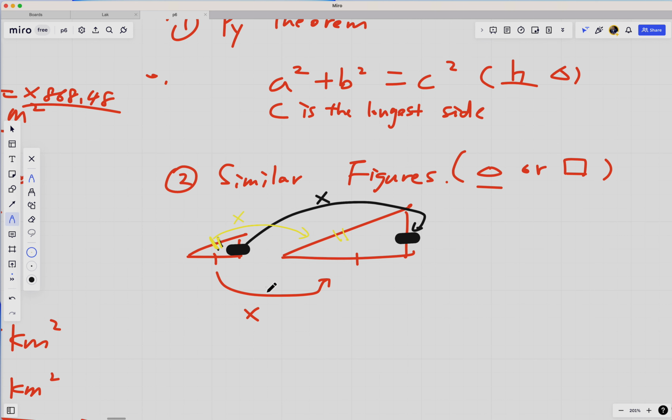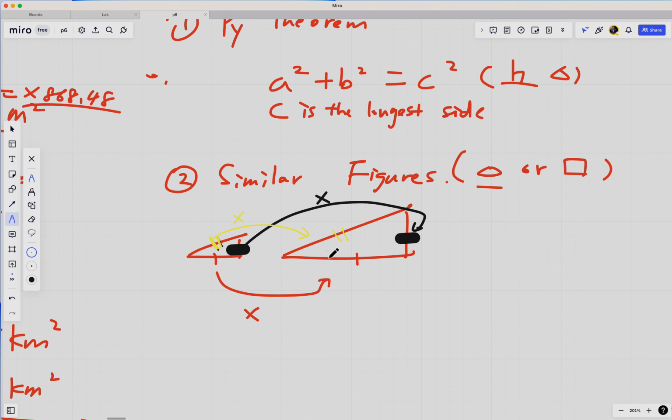So the factor for the yellow ones, the black ones, and the red one has to be the same in order to have similar figures. If they are not similar, then yes, the factors are different. They are all different. Right. Okay, so that is one thing.